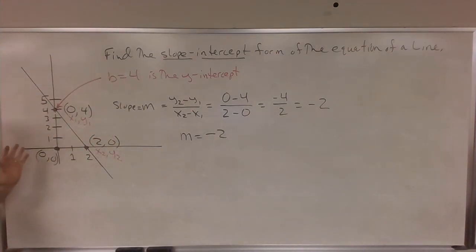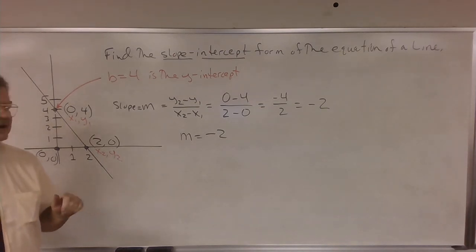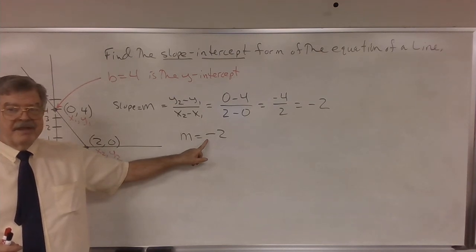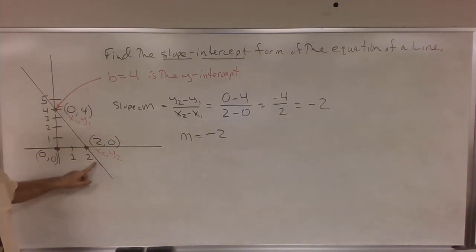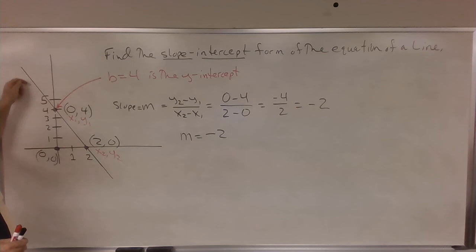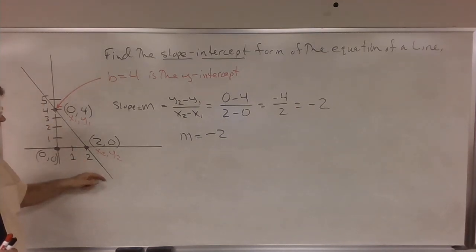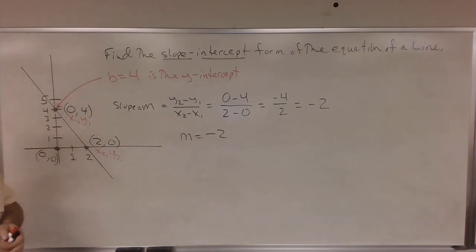And just to reinforce something that we did a few minutes ago, notice that we have negative slope, and notice what the line looks like. As we move along the line from left to right, it goes downhill, doesn't it? Negative slope. Okay.